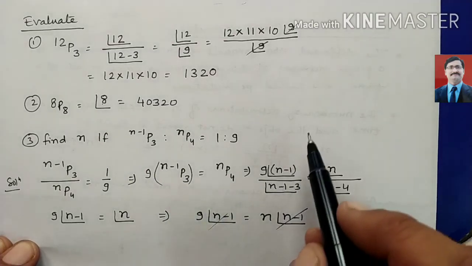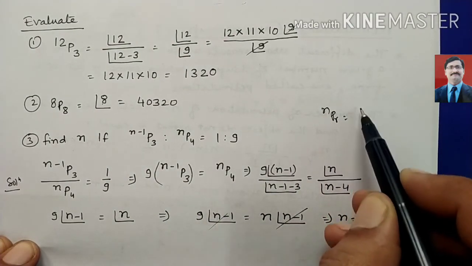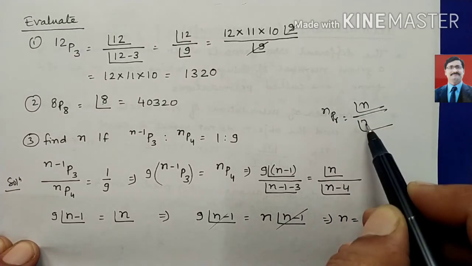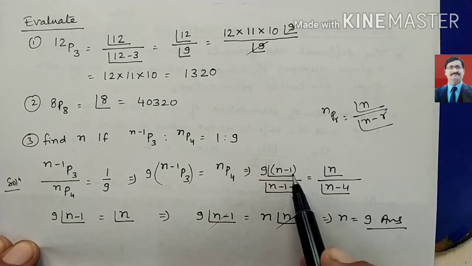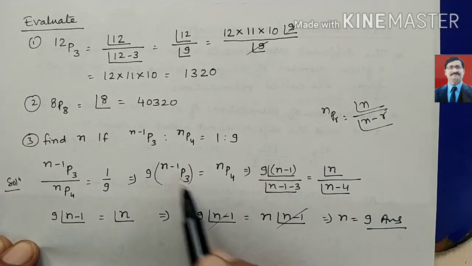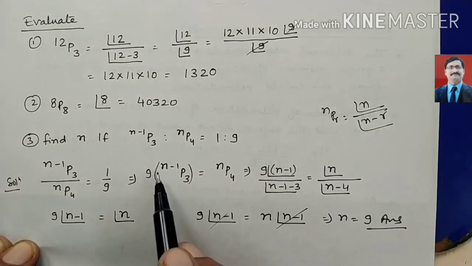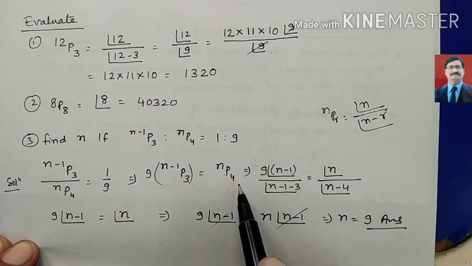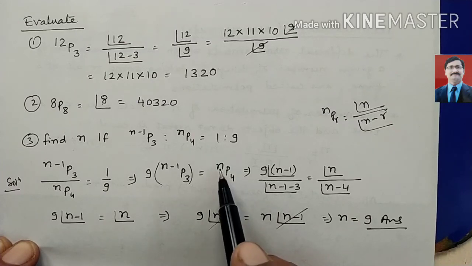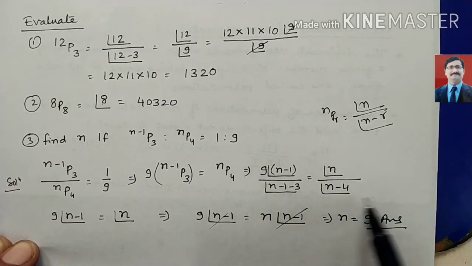So nPr we know already, nPr equals factorial n upon factorial (n minus r). In place of n we have here n minus 1, so we can write factorial (n minus 1), and here minus you have to do, n minus r, so n minus 1 and minus 3 you do. This is equal to nP4. nP4 is what? nP4 is factorial n upon factorial (n minus 4).